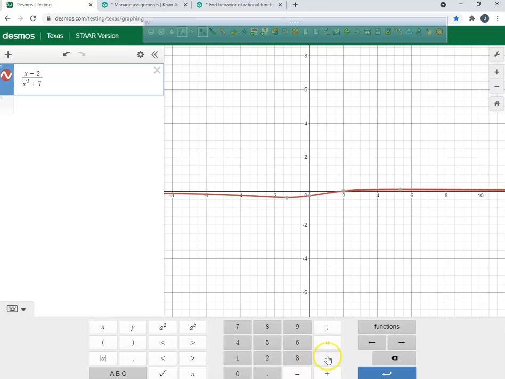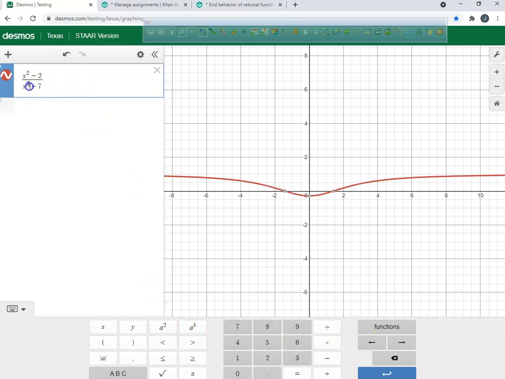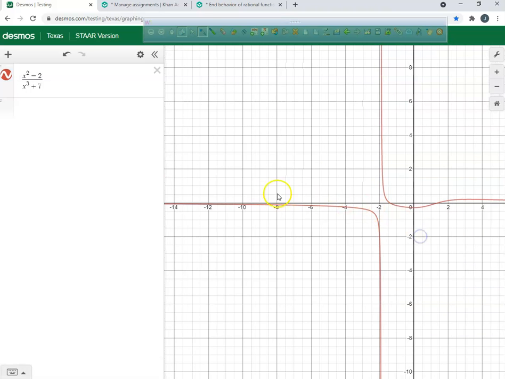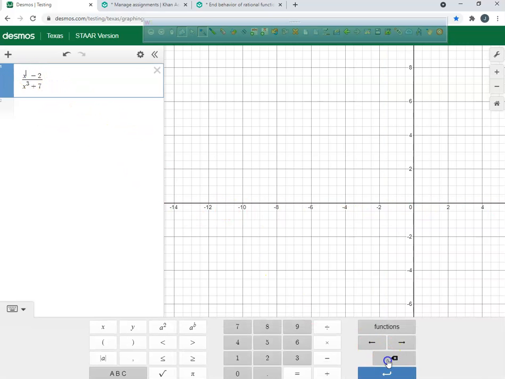What if I change this to the power of 2, but I make this to the power of 3? Once again, it gets close to what? On left and right, it gets close to 0. What if I made that 5, but I made this a 10? What's it still get close to? 0. What about 6? Still 0. How about 7?